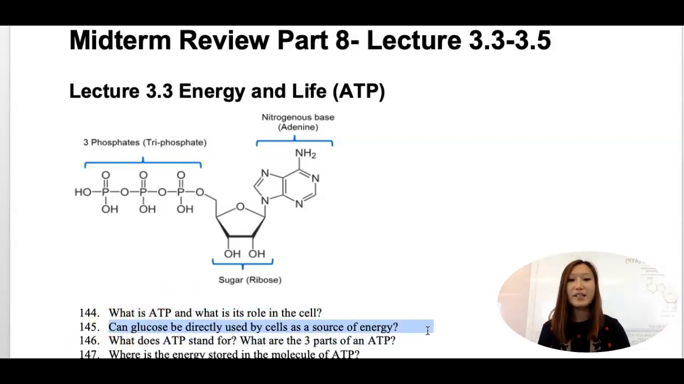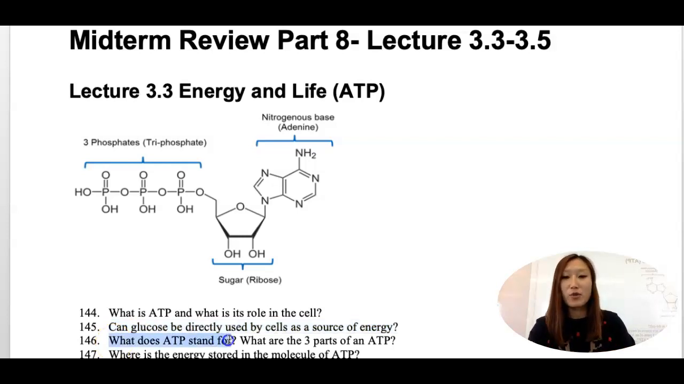Can glucose be directly used by cells as a source of energy? The answer is no. So the problem with glucose, well, there's not really a problem with it, but in terms of using it directly in the cell, the issue is glucose is a very large molecule, and glucose has a lot of bonds that are very stable. So it's difficult to get glucose used directly by the cell. So we have to break down this large chunk of energy into smaller chunks that are easier to use, which is ATP.